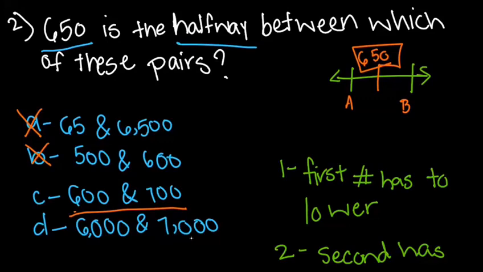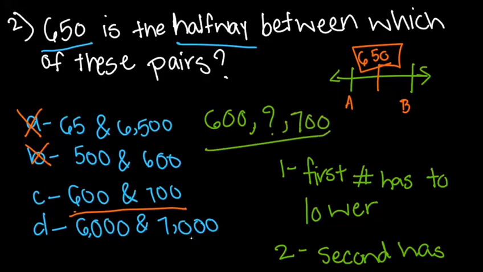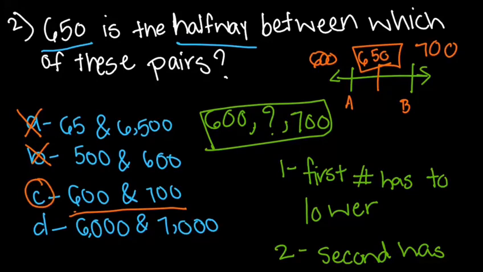So this does seem reasonable, 600 and 700. If we have 600 here and 700 here, 650 is in the middle of 600 and 700. It's reasonable, and one number is lower and the second number is higher. And 650 is exactly in the middle of 600 and 700. So C, which is 600 and 700, is the right answer.